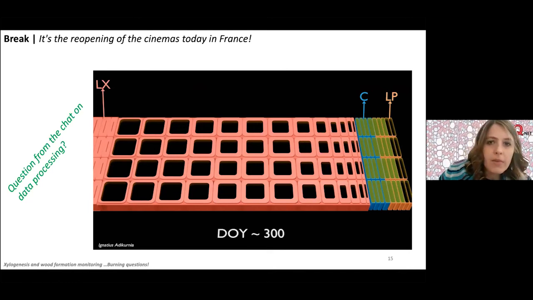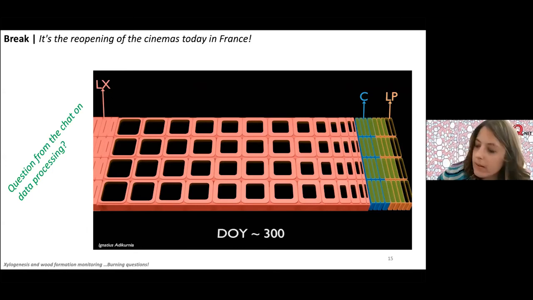If I can add something, sorry. Jozica. Yeah, I just wanted to add that, for example, in ring-porous species like oak in spring, we also have a lot of problems because they grow quite fast. You have these big vessels, they are not lignified, and it can be quite a challenge also for us.